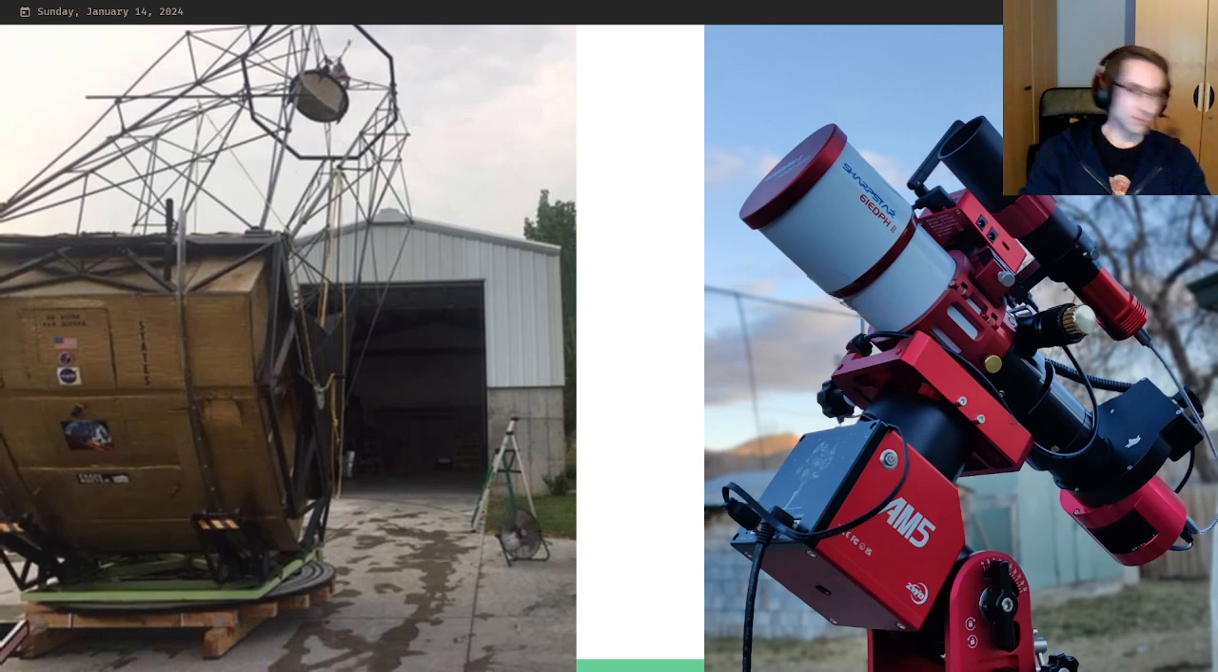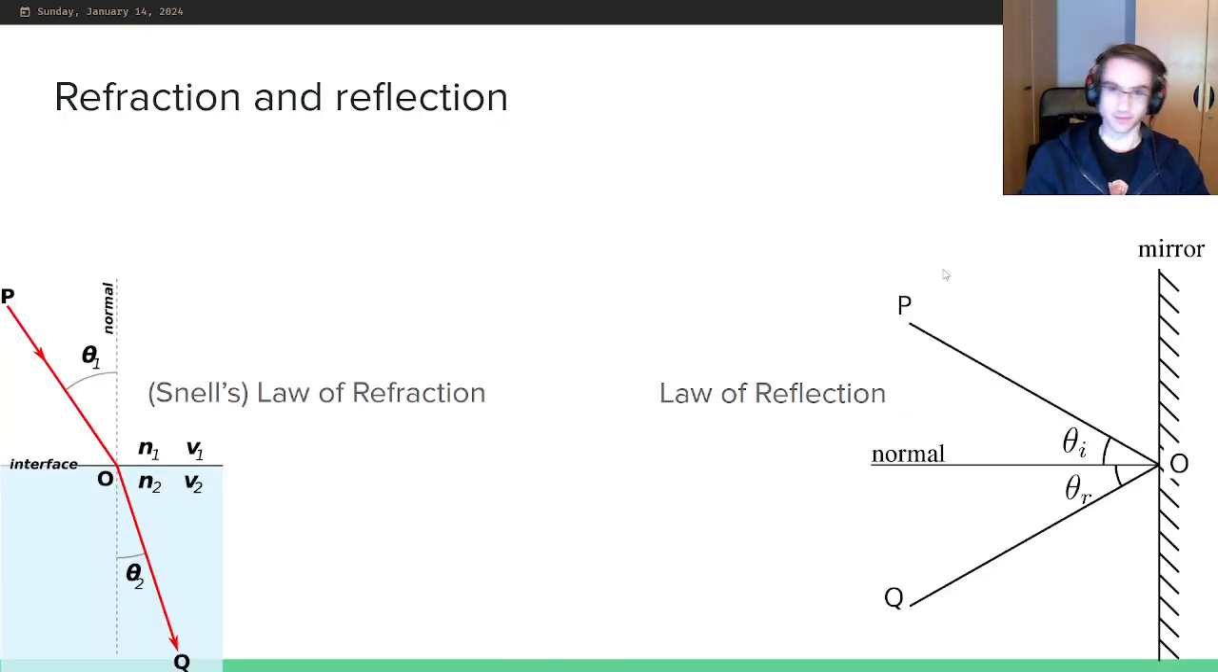Now, as you probably know, there are two major kinds of telescopes. They are reflecting telescopes like this Dobsonian and refracting telescopes like this refractor. And they work on different principles of optics, either refraction and reflection. So we should start by saying a little bit about refraction and reflection.